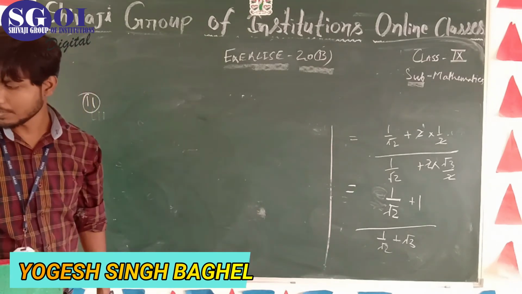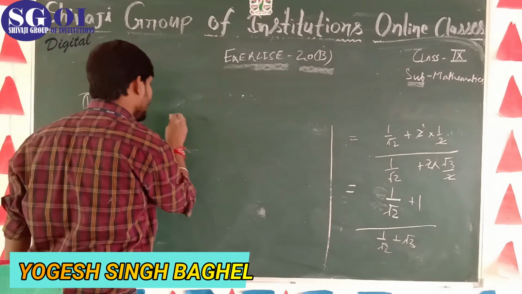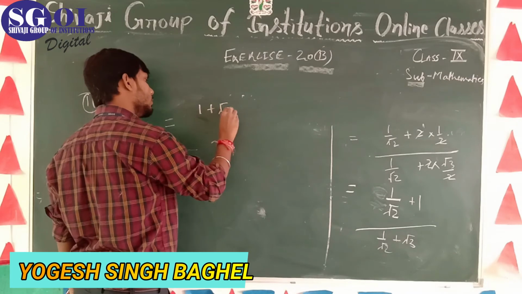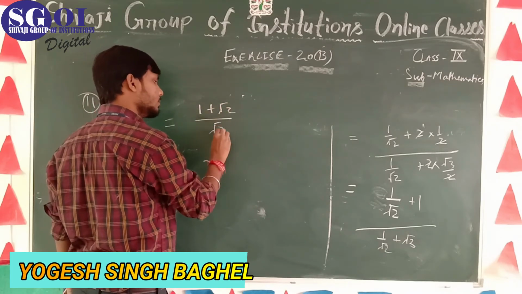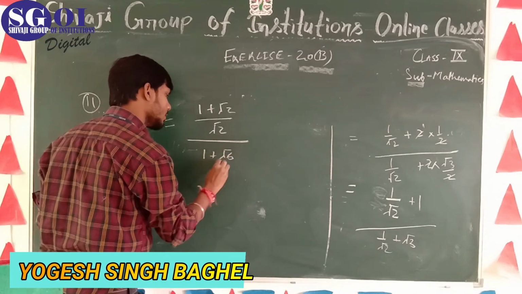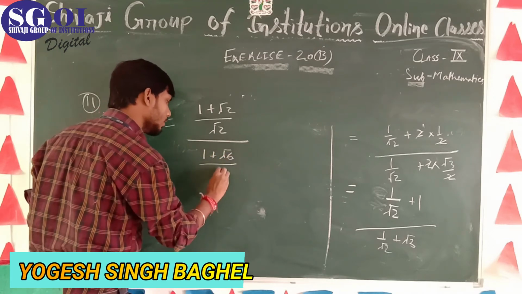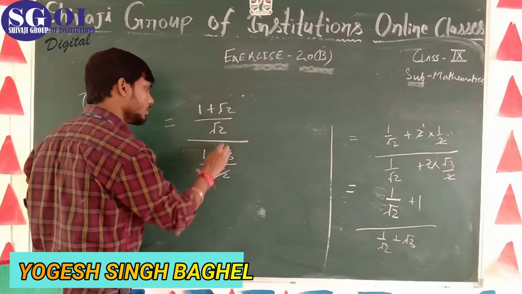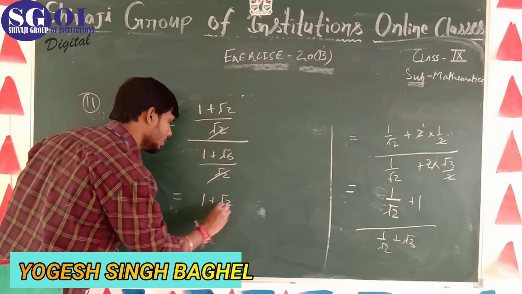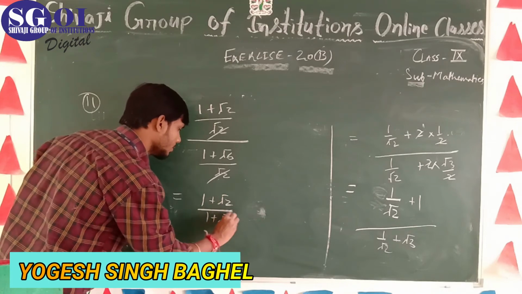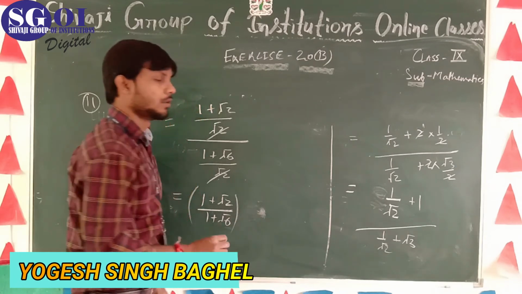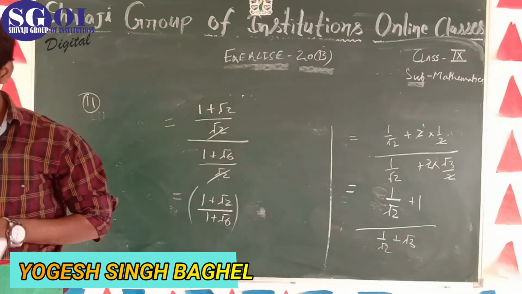Now see the next step. 1 by root 2, when we take LCM it comes 1 by root 2, 1 plus root 2 upon root 2, upon 1 plus root 6 on taking LCM upon root 2. So root 2 cancel root 2, so it comes 1 plus root 2 upon 1 plus root 6. So well students, this is your final answer of 11th number.